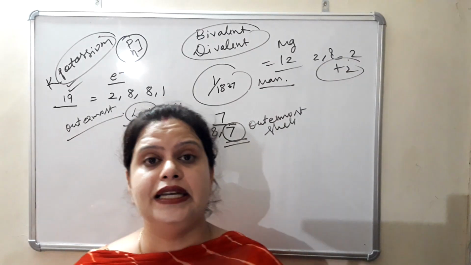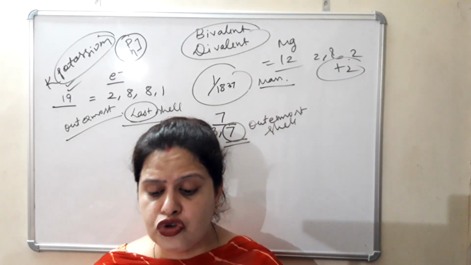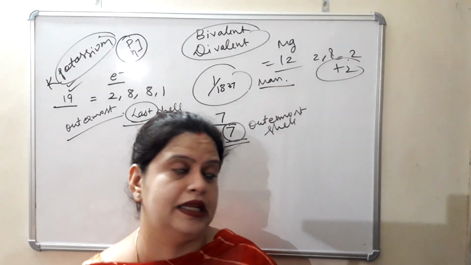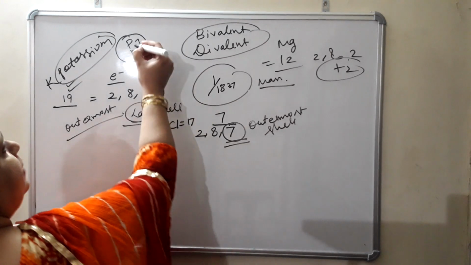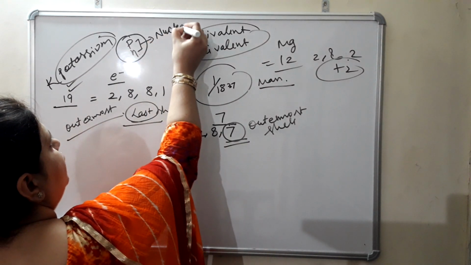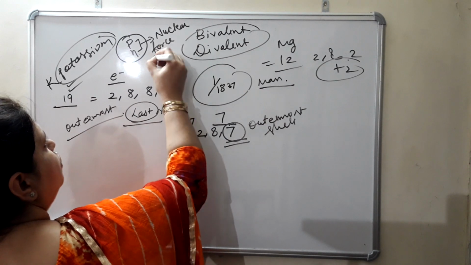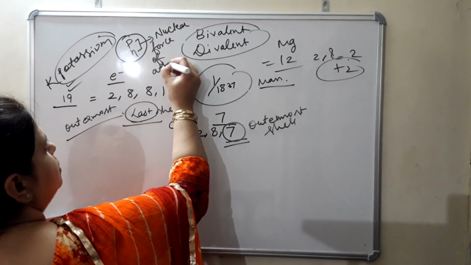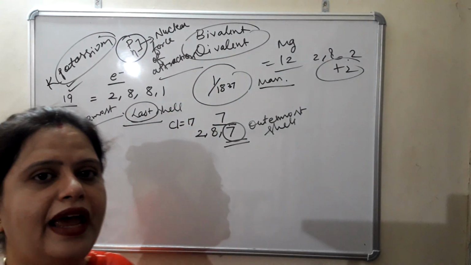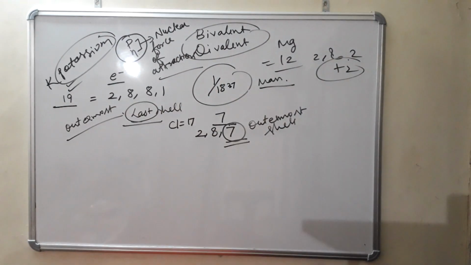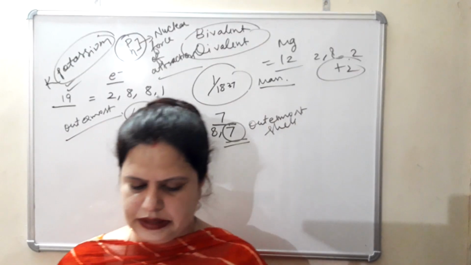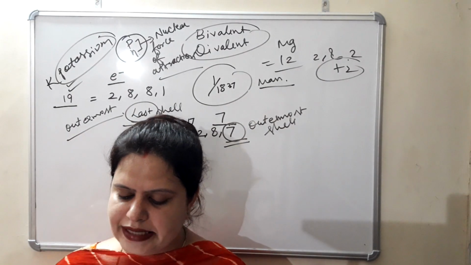Second is the attractive force between neutrons and protons is called electrostatic force. No, this is false. The force of attraction present between proton and neutron is known as nuclear force of attraction. So this statement is wrong, and electrostatic force of attraction is present between protons and electrons, not between protons and neutrons.